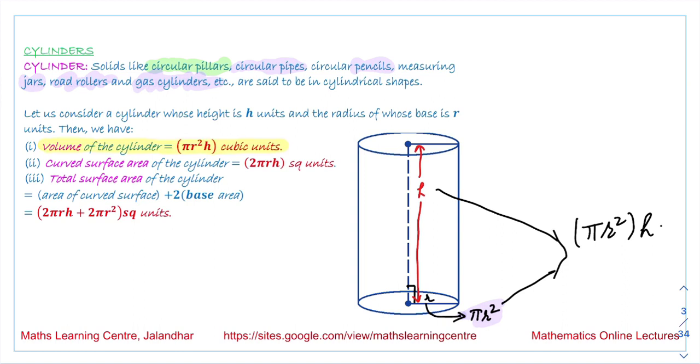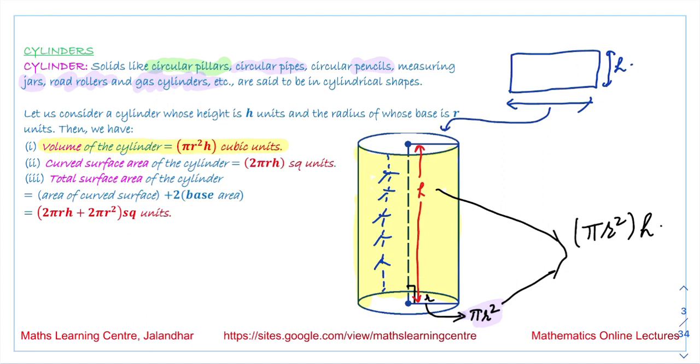Next, we have two kinds of area for the cylinder: the curved surface area and the total surface area. Curved surface area means this curved region, and the area of this region is called the curved surface area. To calculate it, suppose we cut the cylinder along this line. Then we obtain a rectangular sheet, and the breadth of this rectangular sheet is equal to h, and the length is equal to the perimeter of the circle.